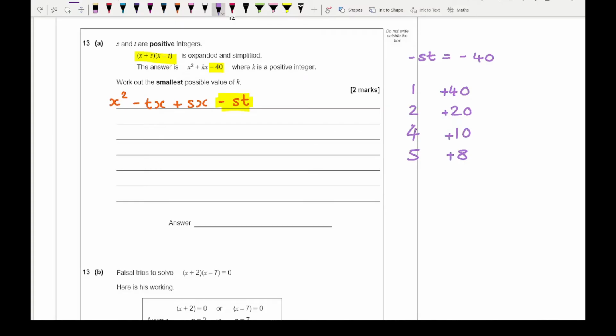And because the constant is negative, it means that the smaller numbers are going to be negative. So all that's left for me to then do is to add those two values together, and these are going to be the possible values of k. So minus 1 plus 40 is going to give me positive 39. Minus 2 plus 20 is going to give me positive 18. Minus 4 plus 10 is going to give me positive 6. And minus 5 plus 8 is going to give me positive 3. So the smallest possible value of k is going to be 3.